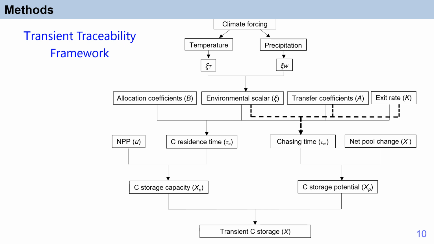Further, chasing time is jointly determined by environmental scalars, transfer coefficients, and exit rate. Carbon residence time is co-determined by environmental scalars, transfer coefficient, exit rate, and allocation coefficient. And environmental scalar can be derived from climate forcing.